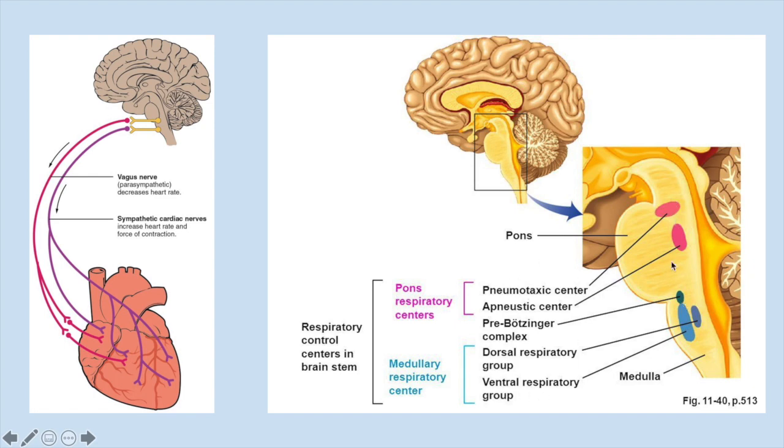Don't worry about trying to memorize the location of these specific centers. This is just to illustrate the point that the centers which control our heart rate and which control our breathing rate are coming from within the pons and the medulla.